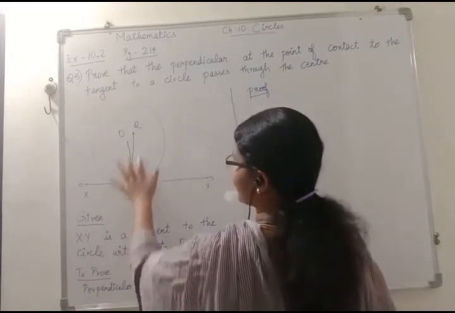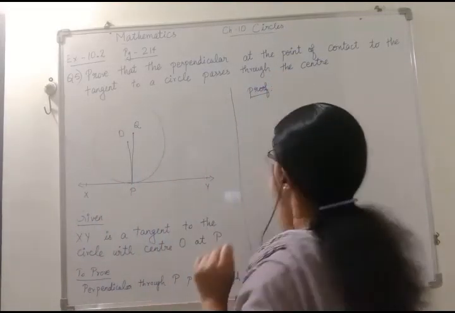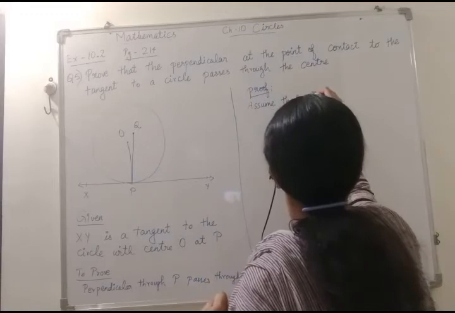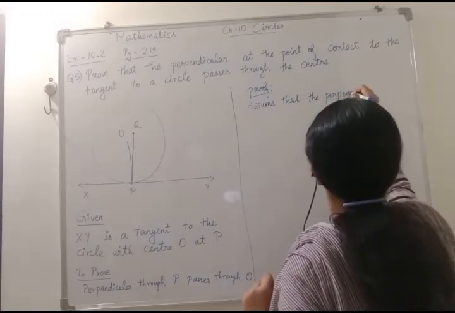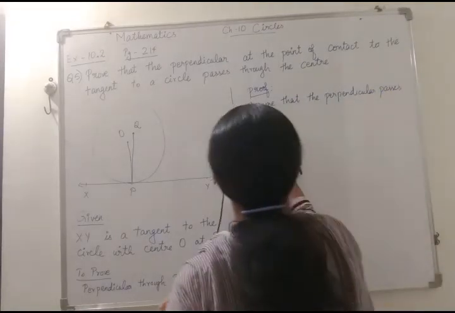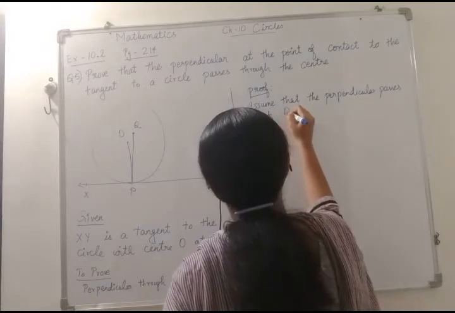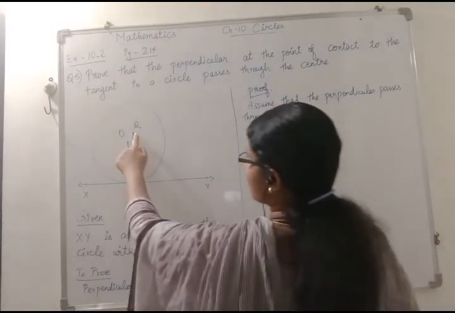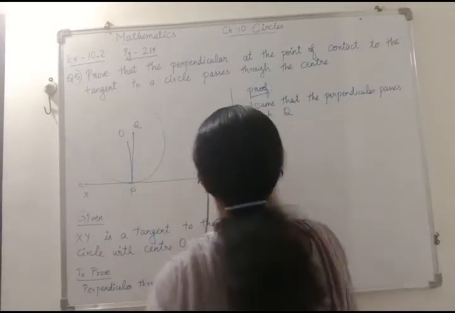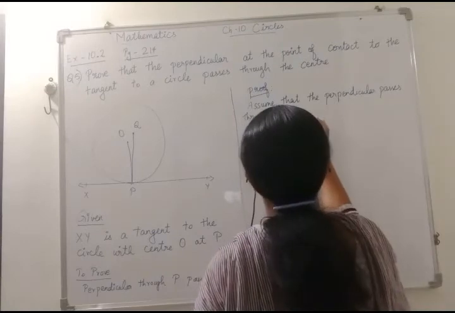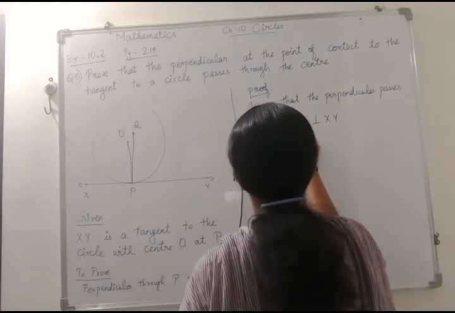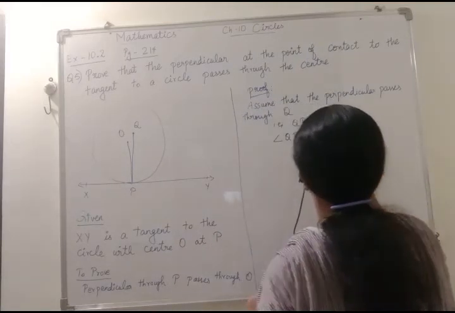let us assume that the perpendicular passes through Q. Okay, so that means OP is perpendicular to XY, isn't it? That means this angle is 90 degree. So that is QP is perpendicular to XY or angle QPY is 90 degree.